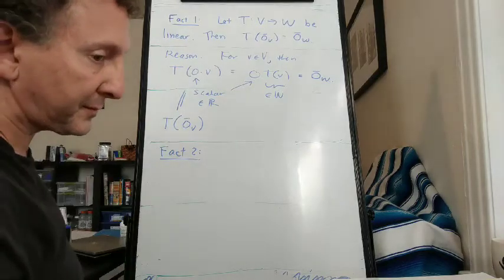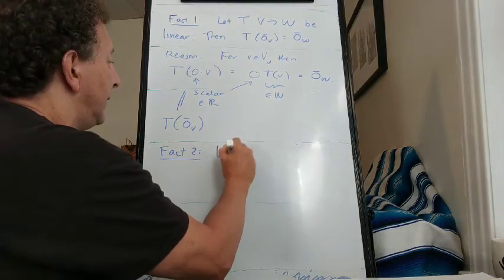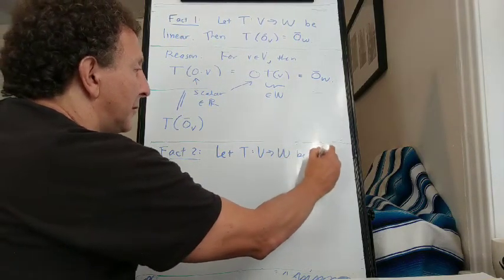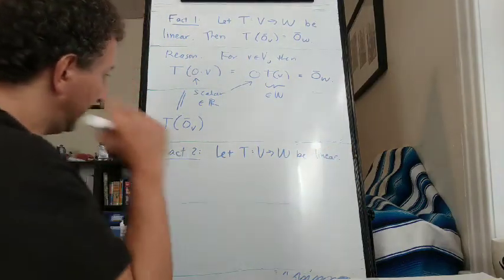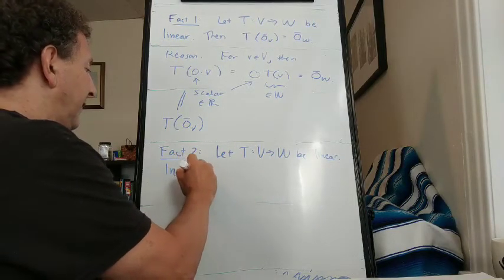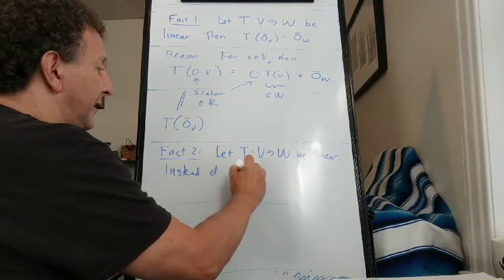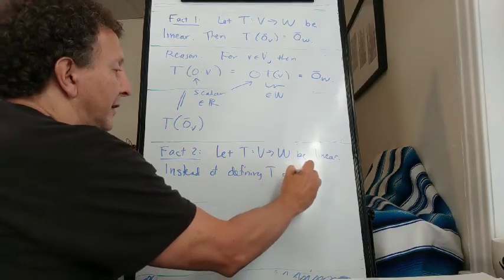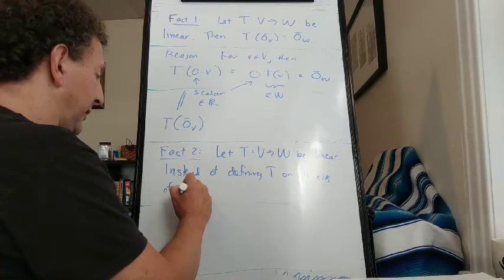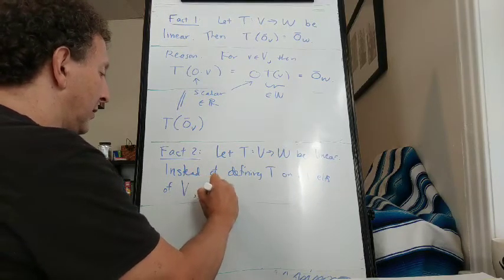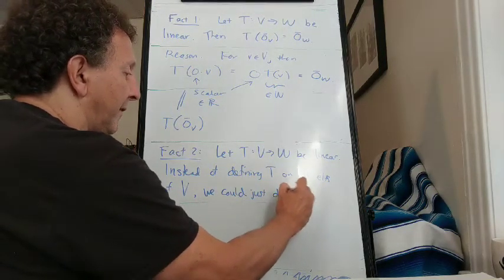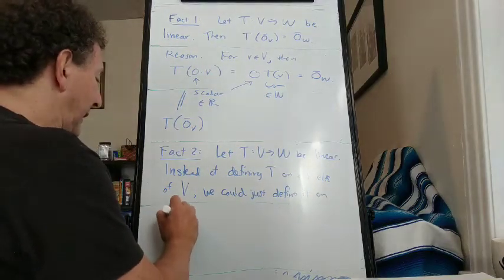Fact 2 is, again, let T be a linear map from V to W. Then instead of defining T on all elements of the vector space V, we could just define it on any basis.